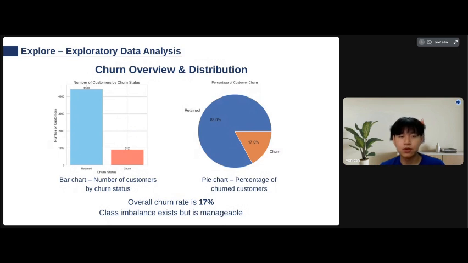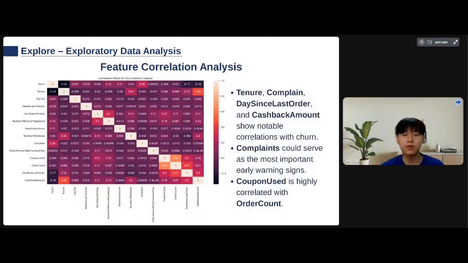First, we start with the churn overview and distributions. The overall churn rate is 70%. The class is slightly imbalanced, but still acceptable. Next, we perform feature correlation analysis in this EDA process. The tenure, complaint, days since last order, and cashback amount show notable correlation with churn. Complaint should serve as the most important early warning sign.